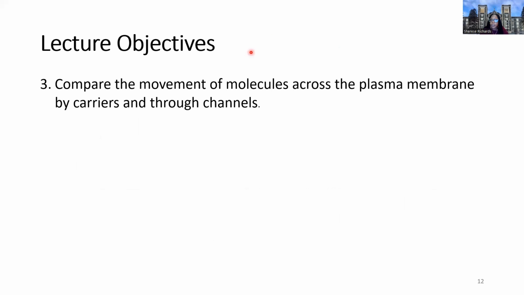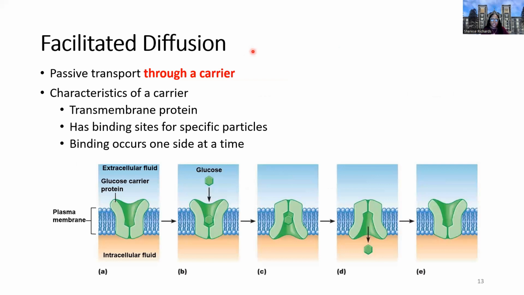To lecture objective number 3, and we're going to compare the movement of molecules across the plasma membrane with carriers and through channels. So we're going to get into the other two types of passive transport. Now, again, I keep wanting to remind everyone because this is how questions will come on the exam. And this is one area that I know students often struggle with.